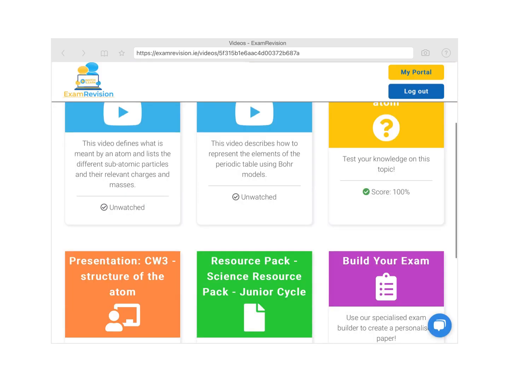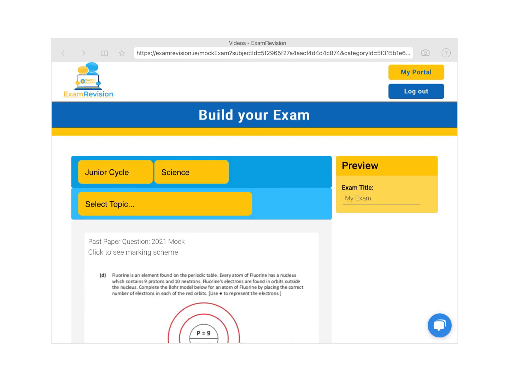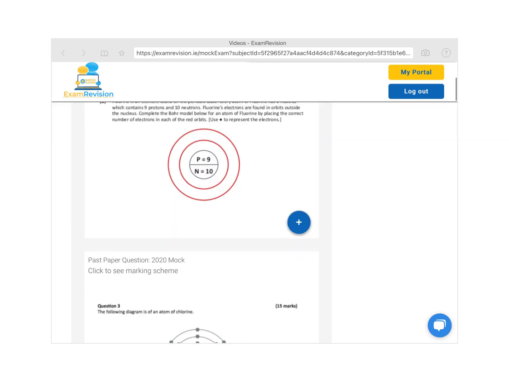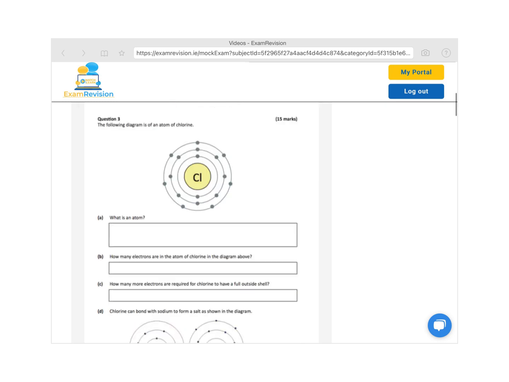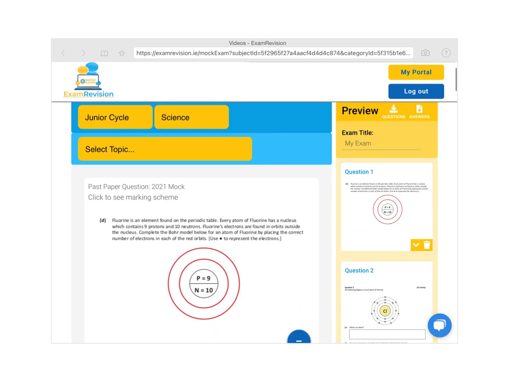Now, once you're comfortable with those, you can actually start to build your own exam as well. So not only are all the past state exam questions on this, all of the past mock exam questions are as well. So you can have a look down through the questions, add whichever ones you want to an exam which you're making, go right back up here to the top, and you can download the questions and download the marking scheme answers as well to make sure that you're in the best position possible going into your final exam.